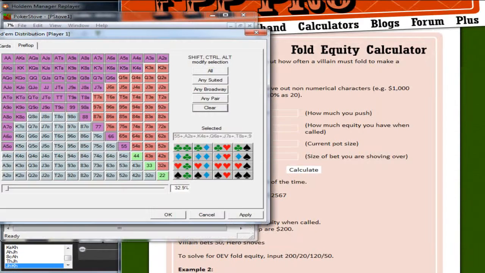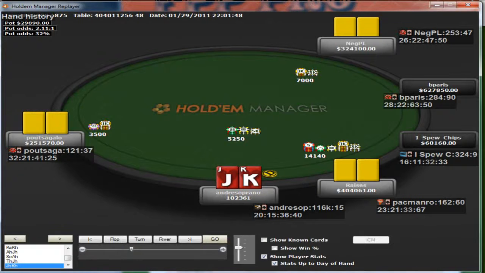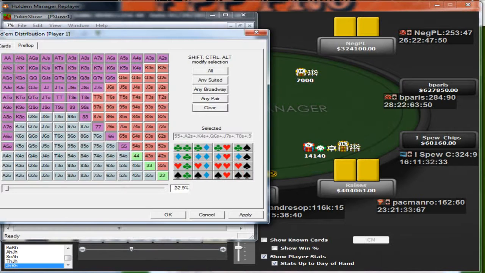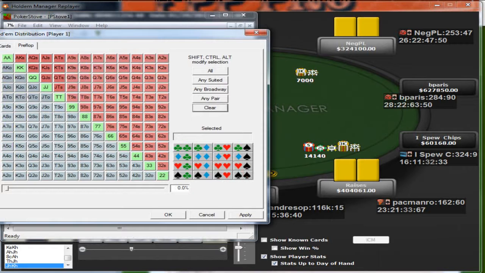Estimated equity of our hand. Let's see what he calls with. On this occasion I have again 15 big blinds. He has 60. So losing the hand against me is not going to hurt his stack as much as it would hurt the player in the first example. Let's clear this. Let's say that he's calling with pocket fours plus.